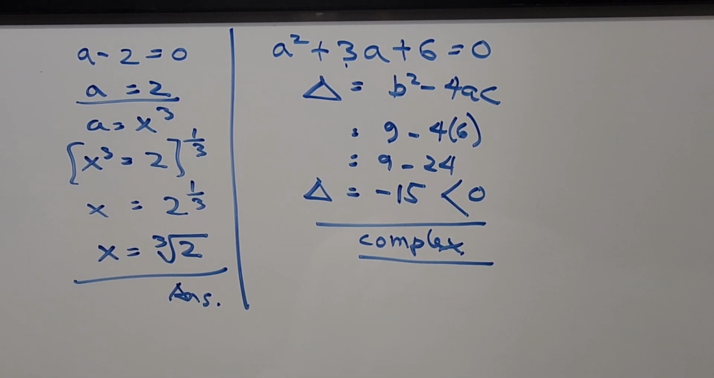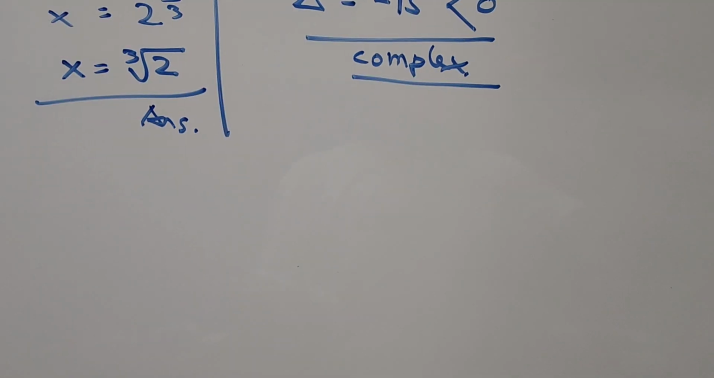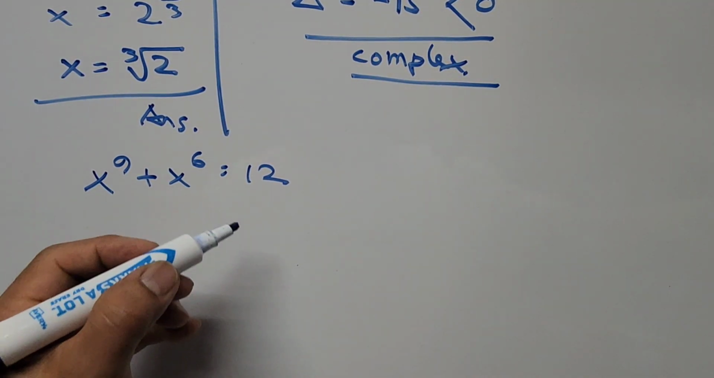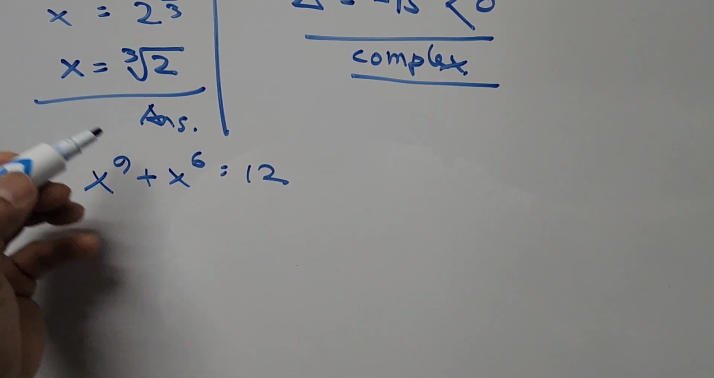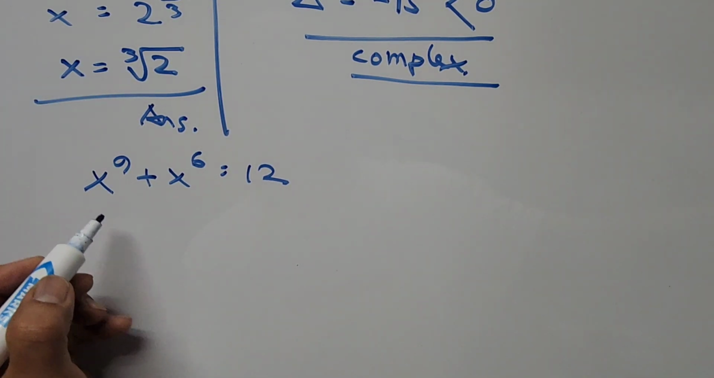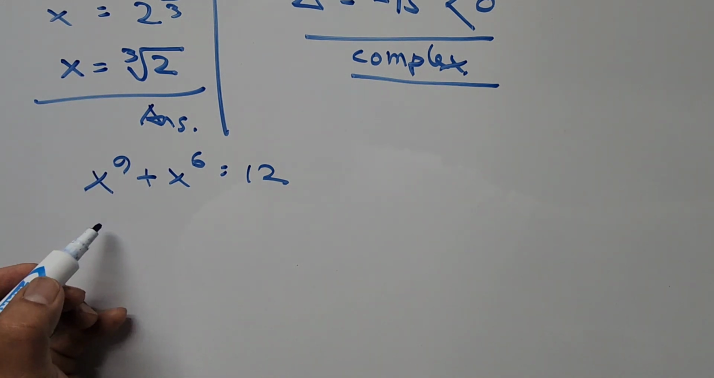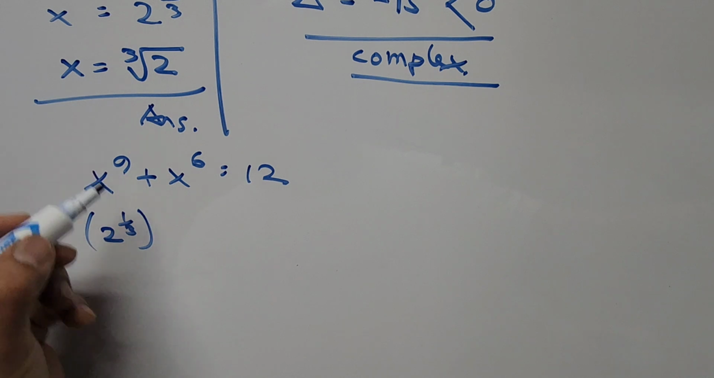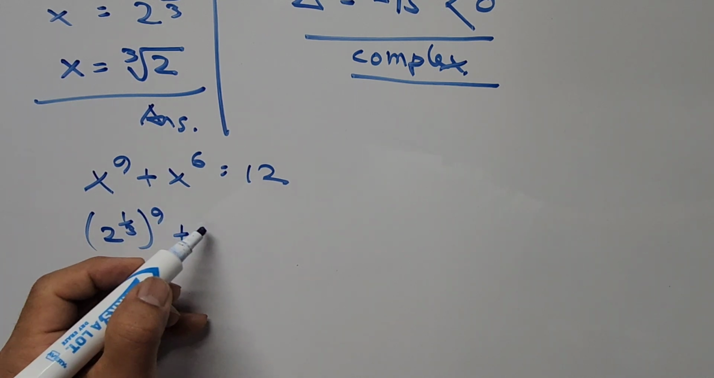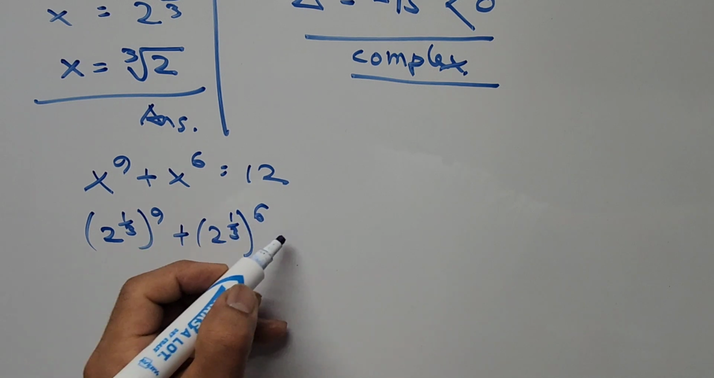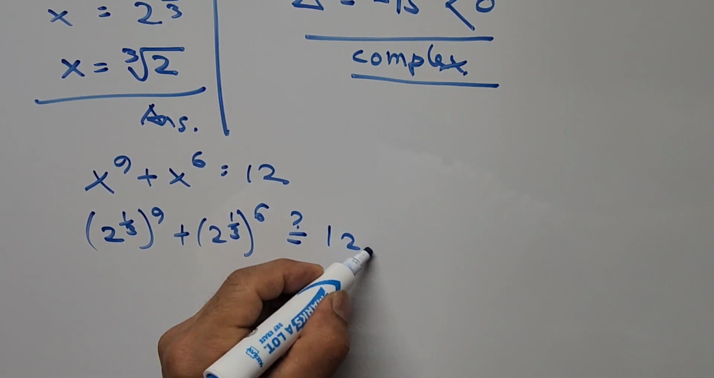So now let's verify our answer. We have the original equation, x to the 9 plus x to the 6 equals 12. Substituting the value of x as the cube root of 2, so we have cube root of 2 can be written as 2 to the power of 1/3. And we have here power of 9, plus 2 to the power of 1/3 to the power of 6. Is this equal to 12?